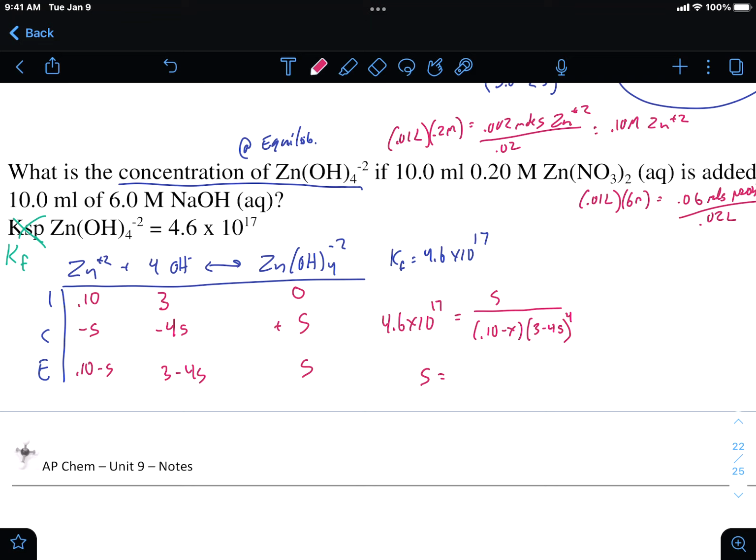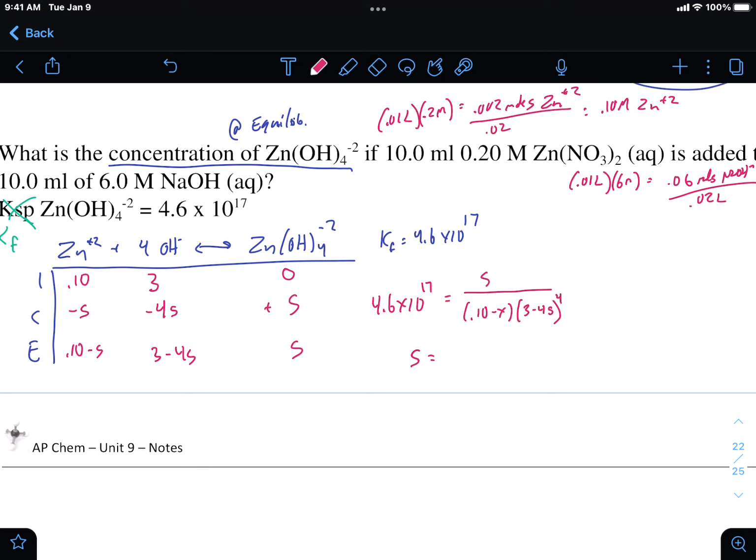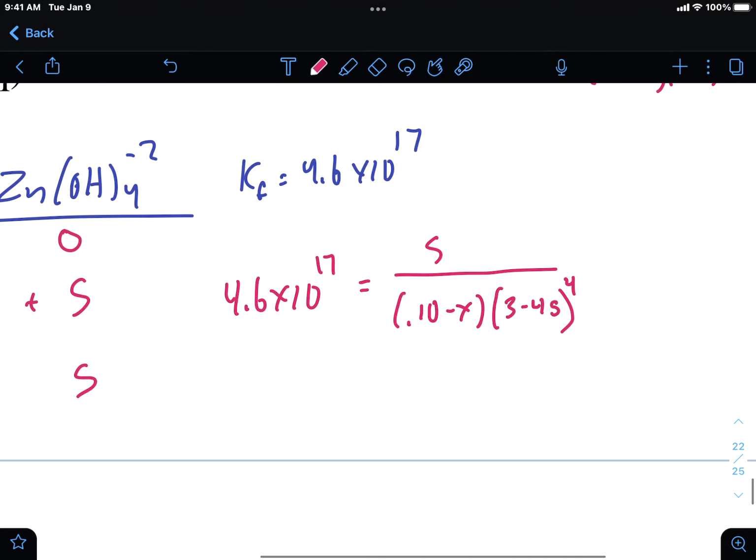So let's look for simplifications, which we kind of forgot about. The simplification rule. We could totally simplify this. So of this equilibrium expression, what can we simplify? What do you guys remember about the simplification rule?